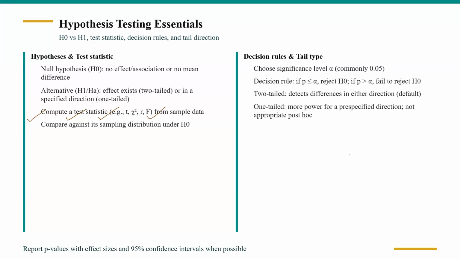Then we apply the statistical test. That could be a t-test, represented as t. That could be a chi-square test, represented as χ². That could be correlation. That could be an ANOVA test from your sample. And from that statistical test, we compare with the help of what we have hypothesized.